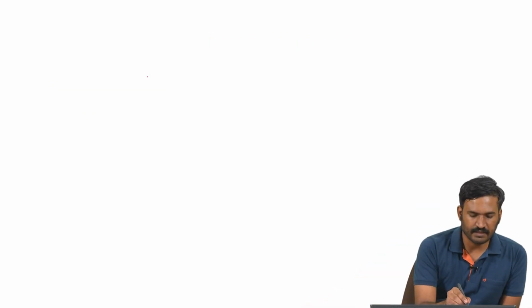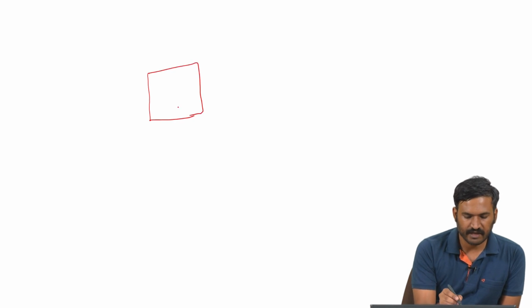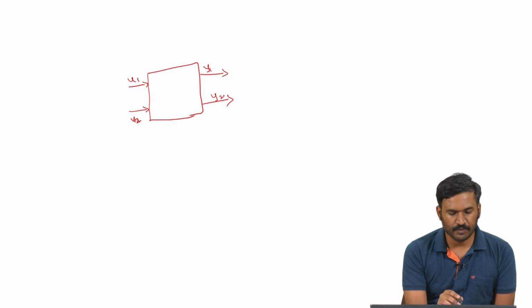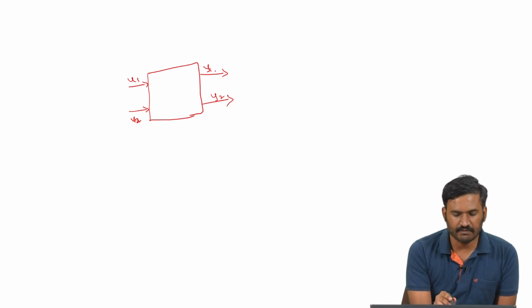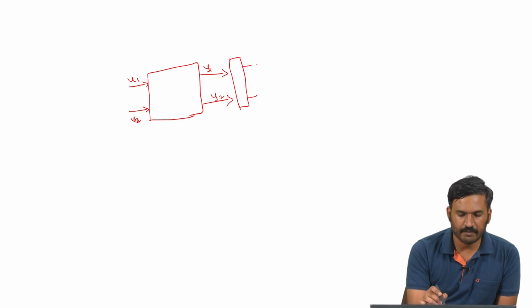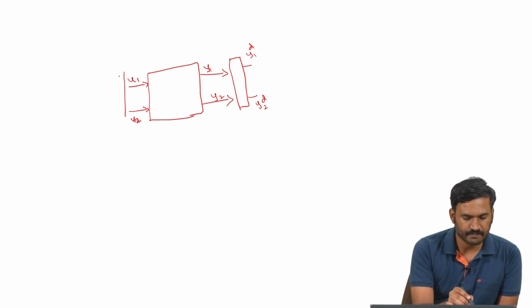So, let us consider a MIMO system where we have two inputs and two outputs. Now, both u1 and u2 will have an effect on y1 as well as y2. Because of that, we want to find some linear transformation such that we have decoupled variables, where y1d and y2d are dependent only on the decoupled u's called u1d and u2d.